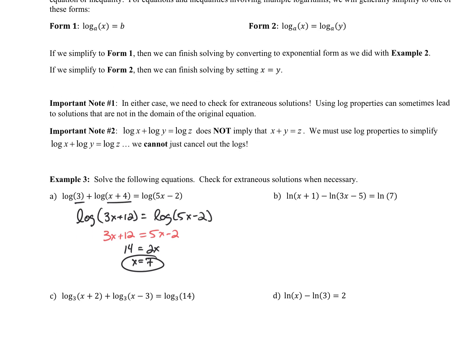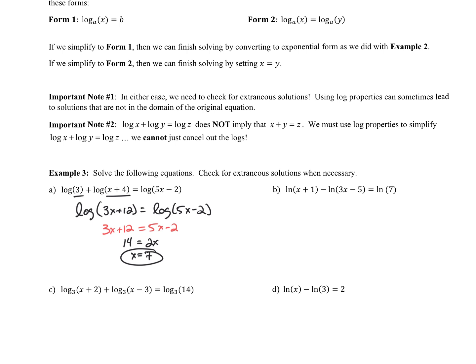So on part B, what do we need to do first? Divide. And so now I condense it. So now it's natural log of x plus 1 over 3x minus 5 is equal to natural log of 7. All right, so on this one, now what can we do? Get rid of the natural logs. So we can get rid of the natural logs.